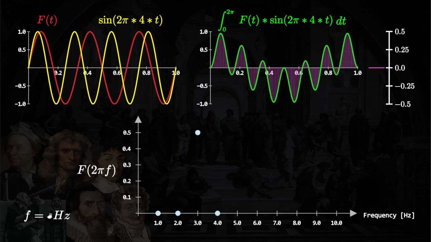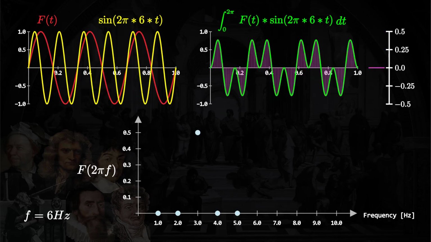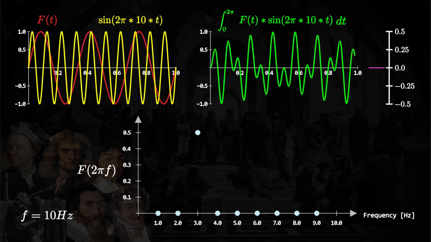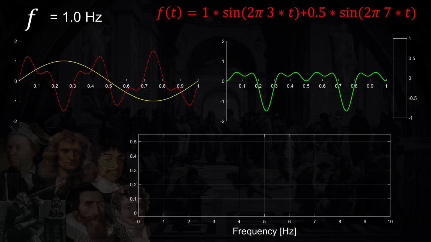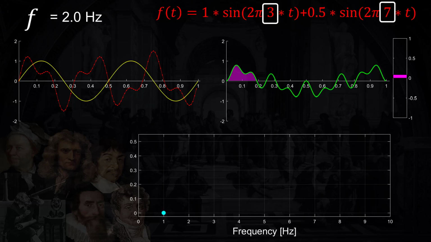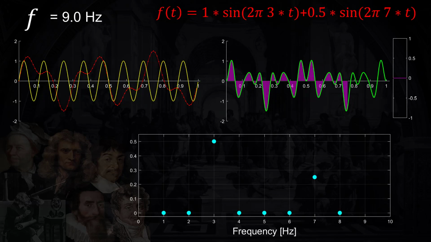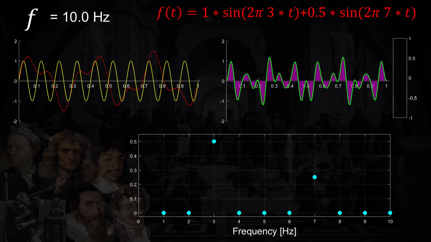I'm going to repeat this process up to 10 Hz. So the Fourier transformed plot has zeros everywhere except 3 Hz, which is correct because the function f I manually prepared is a sine signal with only one frequency component at 3 Hz. Next example, let's say the signal has 2 frequency components, 3 Hz and 7 Hz, and set their amplitudes different, 1 and 0.5. Okay, it says 0.5 at 3 Hz and 0.25 at 7 Hz.